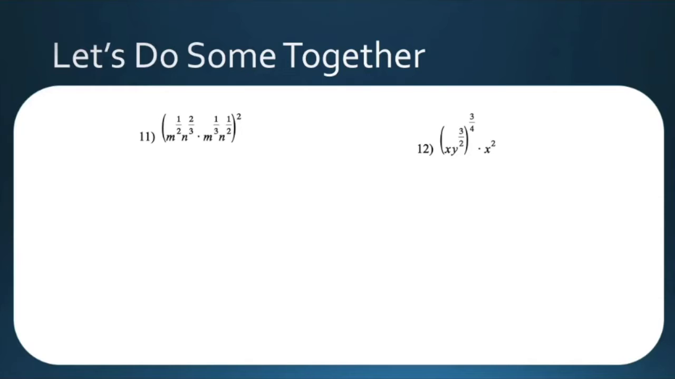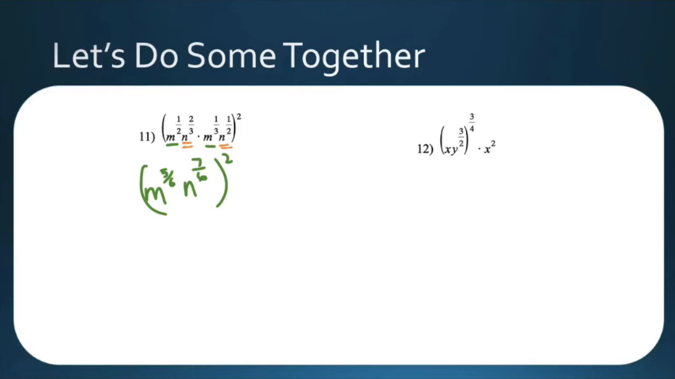Okay, so I've got an M here to combine. We got a 1/2 and a 1/3, and we need to add that. 5/6. Please make sure that she's correct. 5/6. Okay. Let's do N now. I've got a 2/3 and a 1/2. When I add those, what do I get? 7/6. Don't forget to keep that squared.